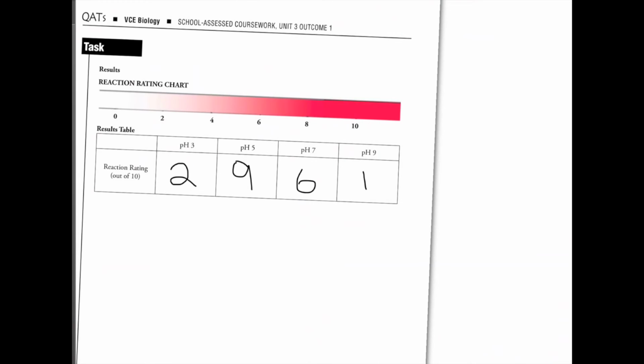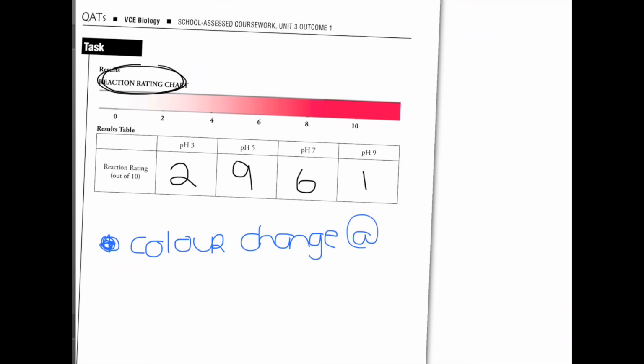These are results that I did post on Edmodo, and you can see that this is the colour chart, which will definitely help you. So up here, this is the reaction. It's still ranking pretty much how strong the colour change is. So remember, you are only going to see colour change at the end of the experiment.